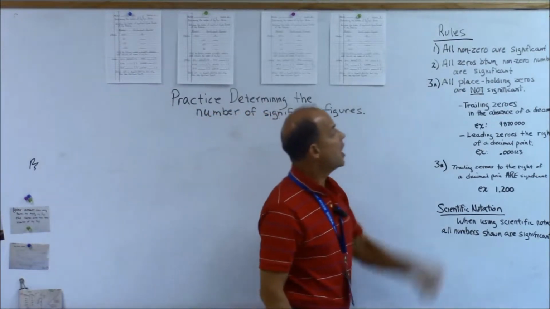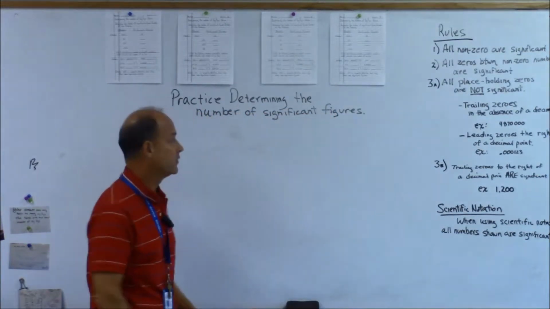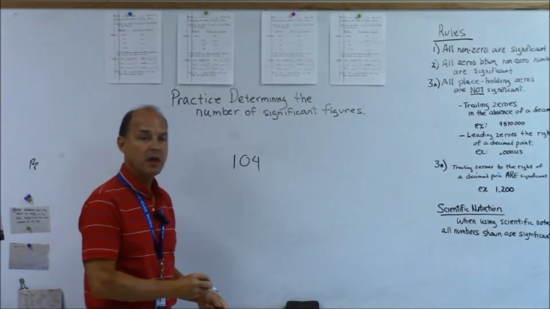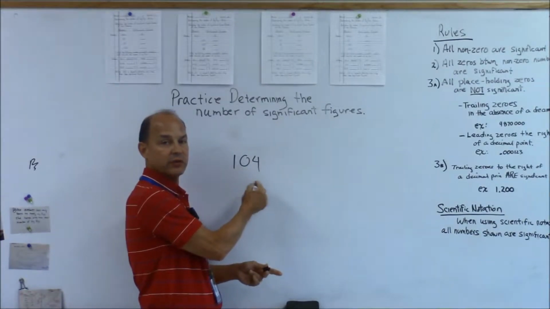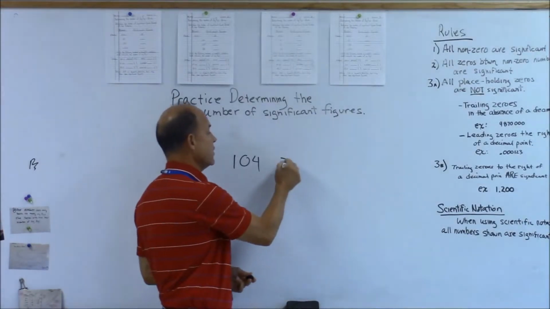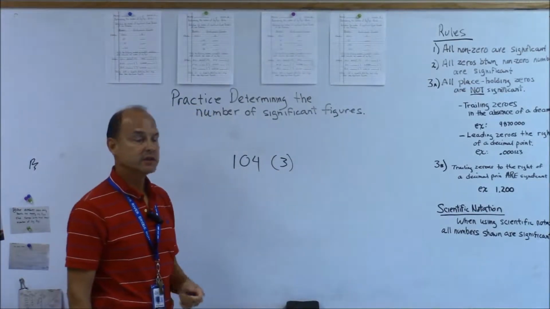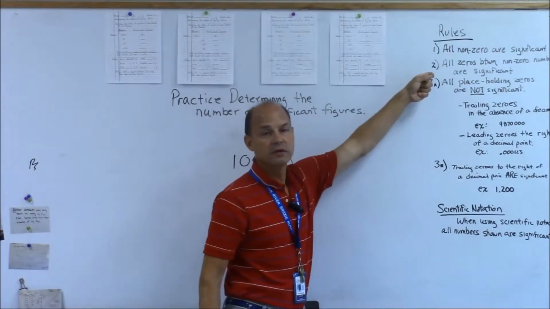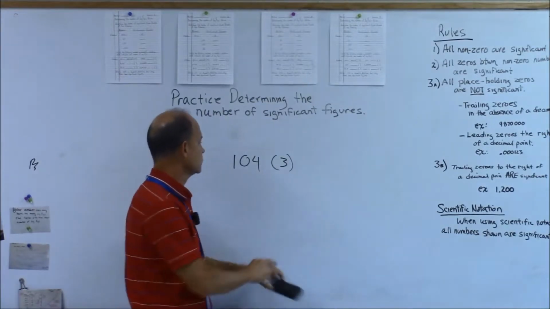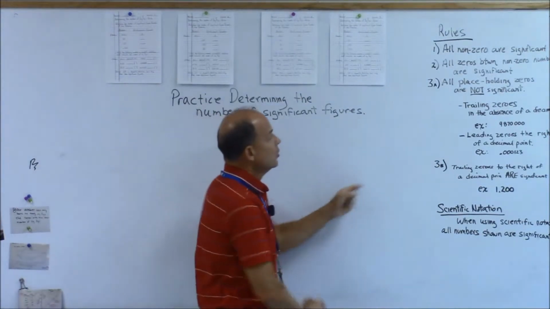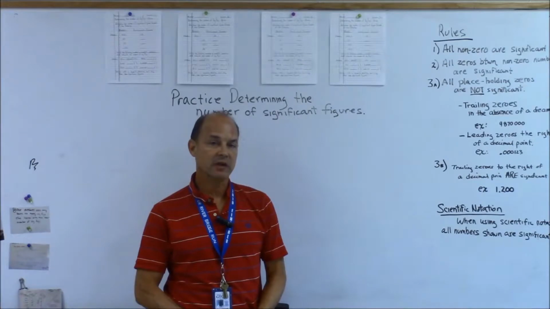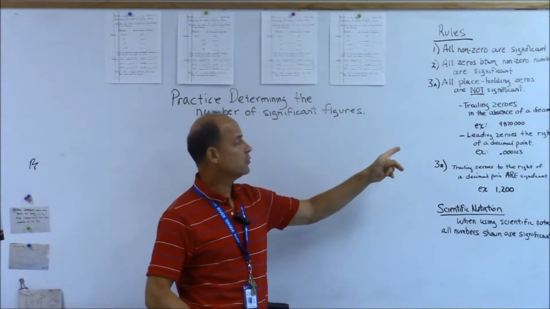Rule number 2. All zeros between non-zero numbers are significant. So if I have a number like 104, this 0 is kind of trapped between those 2 significant figures, and so that 0 is significant. So we would have 3 significant digits in this number according to rule number 2. You'll notice that I'm using digits and figures, that term, interchangeably. My rule number 3 is all place-holding zeros are not significant. These are my 3 rules.